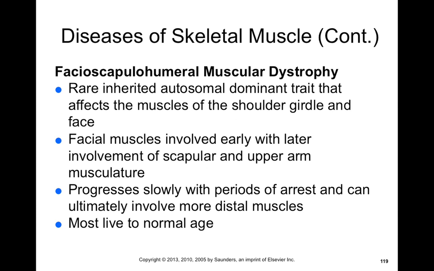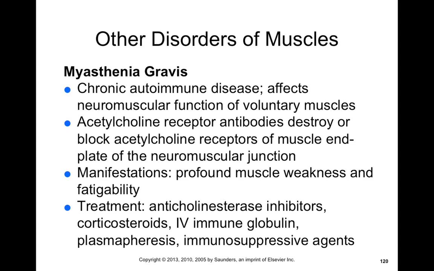Now, facioscapulohumeral muscular dystrophy is more rare. It's autosomal dominant, and it affects the muscles of the face and shoulder girdle. So you find that facial muscles are involved early, and then later on the shoulder and upper arm musculature. Now, it progresses more slowly, and it could eventually involve more distal muscles. Most of these individuals live to a normal age, but again, they're going to have facial muscle paralysis and shoulder and upper arm muscle paralysis as well.